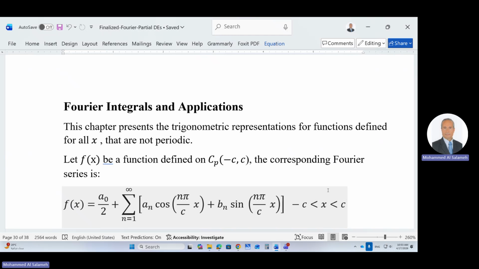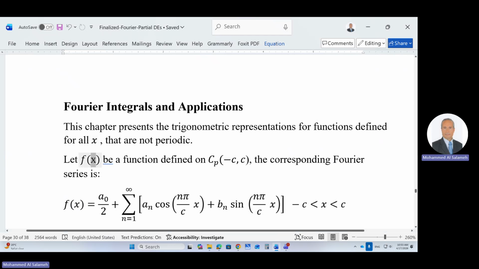But here, assume that a function is defined for all x, or for all time, from minus infinity to plus infinity, or from 0 to infinity, for example. So here we cannot use the Fourier series; we have to use the Fourier transform or Fourier integral.